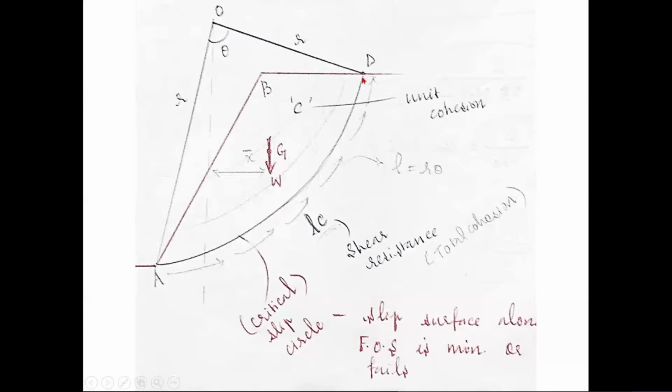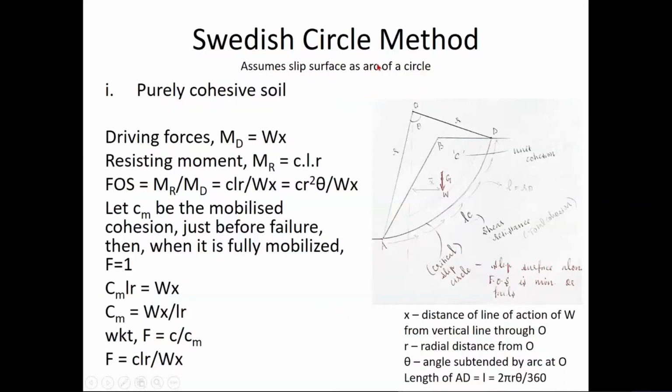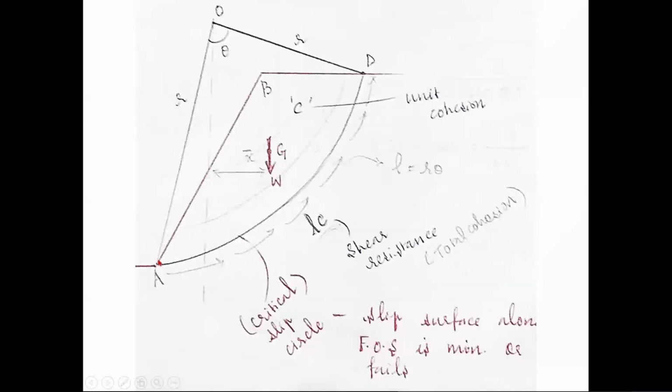Let's imagine this particular arc of this circle. In the Swedish circle method, it assumes that the slip surface is an arc of the circle. So let me assume that this is my CSF, critical surface of failure, or critical slip circle in this method. Critical slip circle is a slip surface along which factor of safety is minimum, or along which it fails. That is my critical slip circle. So let me imagine this critical slip circle. Everyone can draw this critical slip circle now.